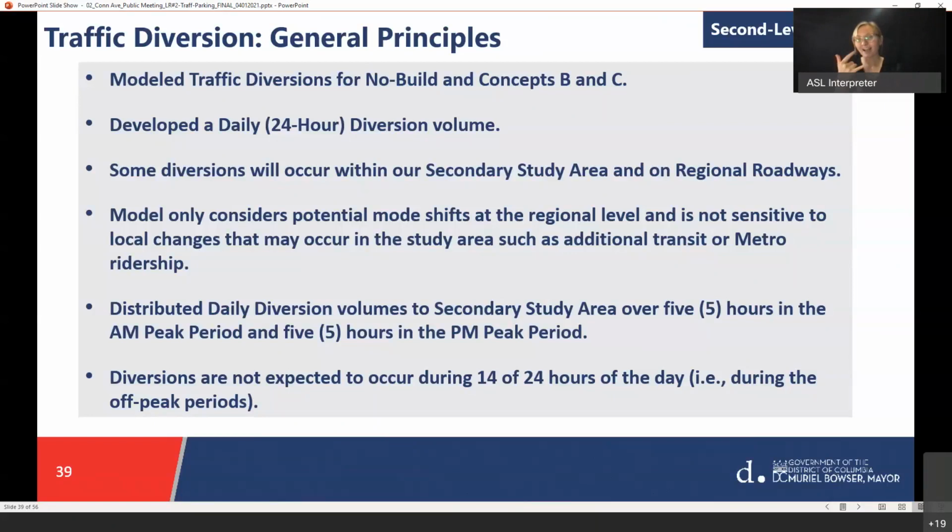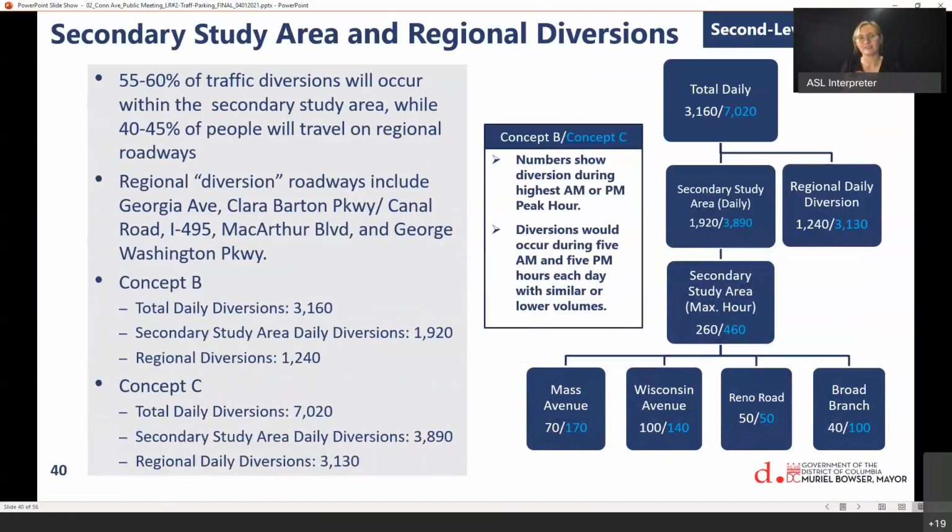Next slide, please. So what we determined was that 55% to 60% of the traffic diversions will occur within the secondary study area, while 40% to 45% will travel on regional roadways. Regional diversions include roads like George Avenue, Claire Barton Parkway, Canal Road, I-495, MacArthur Boulevard, GW Parkway. So this means that approximately 3,200 vehicle trips diverted under concept B would route to the secondary study area, and around 1,200 would go to the regional roadways.